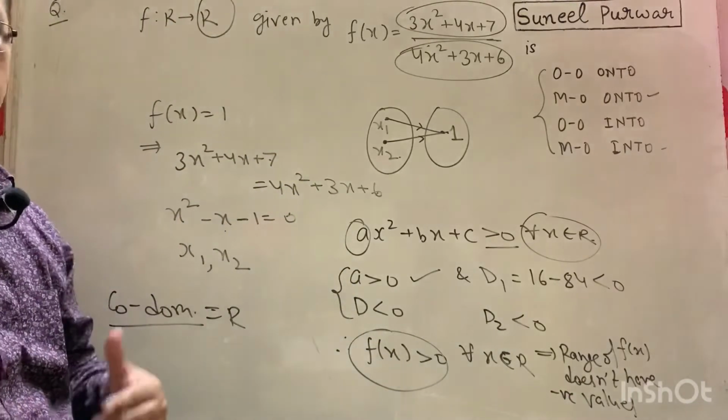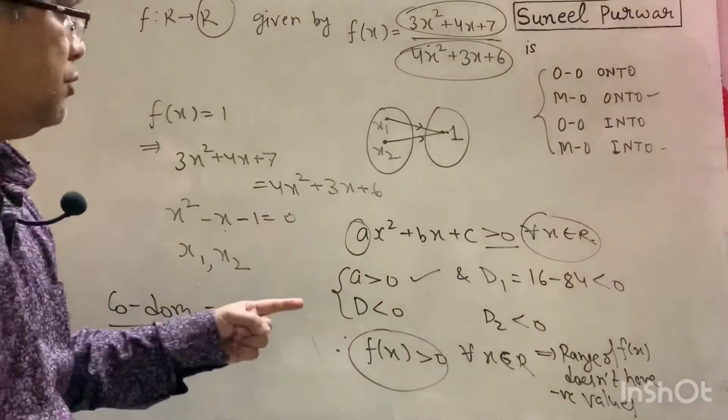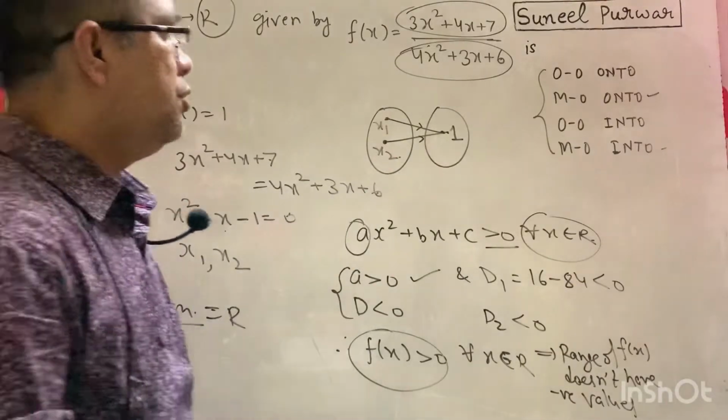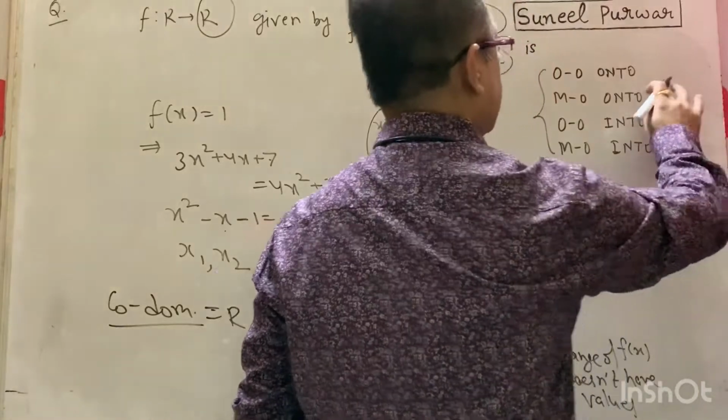When this is the case, function is said to be what? Into. So it was already many 1 and now it is into as well. So many 1 into. Fourth option is correct.